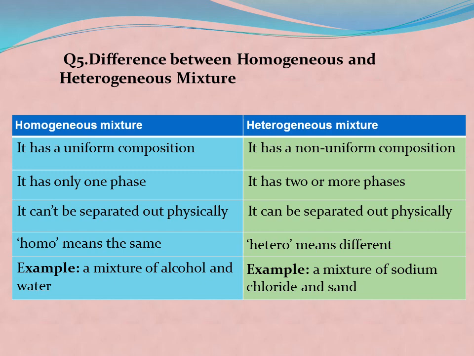Homogeneous means the same, hetero means different. Homogeneous mixture, example: a mixture of alcohol and water. Heterogeneous mixture, example: a mixture of sodium chloride and sand.